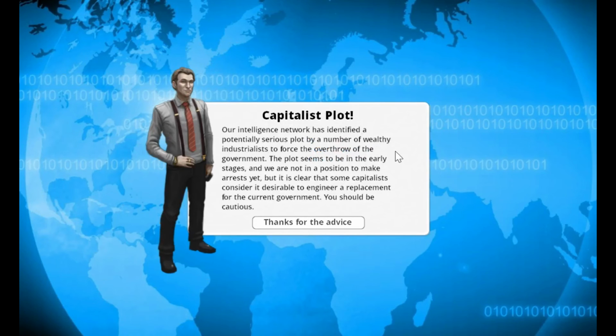Our intelligence network has identified a potential serious plot by a number of wealthy industrialists to force the overthrow of the government. The plot seems to be in the early stages, and we are not in a position to make arrests yet. While it's clear that some capitalists consider it desirable to engineer a replacement for the current government, you should be cautious.